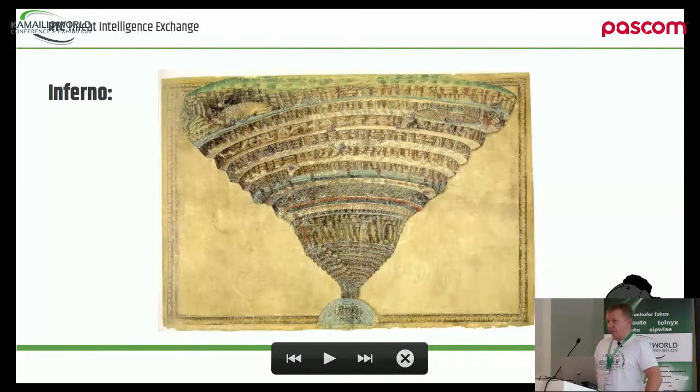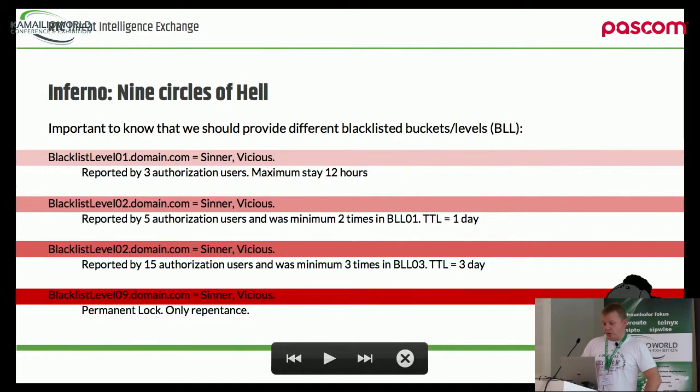Botticelli's Inferno. Probably you know this picture. It's called the Ninth Circle of Hell. Why am I mentioning the Ninth Circle of Hell? Because some operators or users want to be sure that an IP located in this blacklist will be trusted and will not poison.